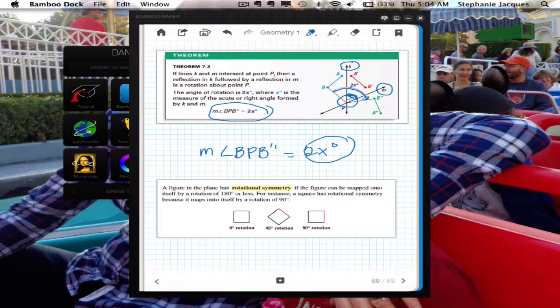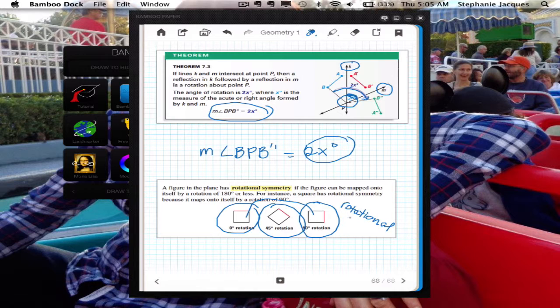A figure in the plane has rotational symmetry if the figure can be mapped onto itself by a rotation of 180 or less. For instance, a square has rotational symmetry because it maps onto itself by a rotation of 90. So here's our pre-image. If we do a rotation about a point at 45 degrees, it's going to look like this. And we don't quite have that original image, that pre-image. Then we rotate it 90 degrees again, and it's exactly like the image over there. So that is called rotational symmetry if it can do that.